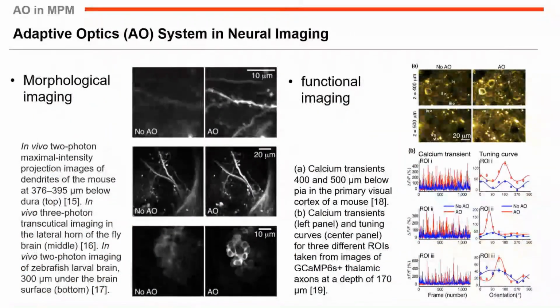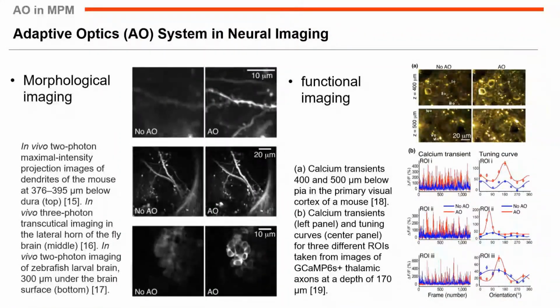So, with the AO system, in morphological imaging you can get better resolution and contrast, like the pictures below that show the brains of mice, flies, and zebrafish respectively from the top. Also, the AO system can be adaptive in functional imaging too.